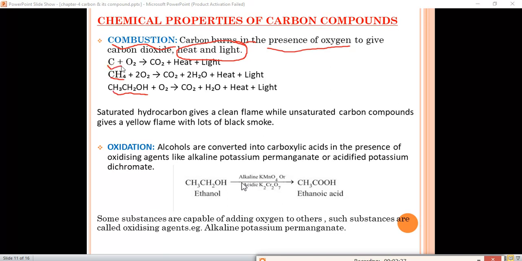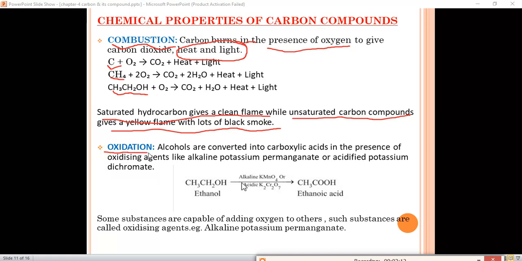This is the elemental carbon. This is methane. In this also carbon is present. This is ethanol. In this also carbon is present. So when a carbon compound burns in the presence of oxygen, it will give us carbon dioxide, water along with heat and light. Saturated hydrocarbons give a clean flame, while unsaturated carbon compounds give a yellow flame with lots of black smoke. Whenever we burn a saturated hydrocarbon, it will give us a clean flame, that is, it is good. It will not pollute the environment, while the unsaturated hydrocarbon gives us a yellow flame with a lot of black smoke, which will lead to pollution.